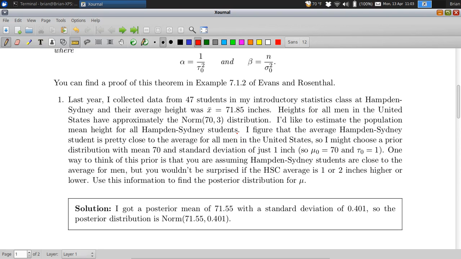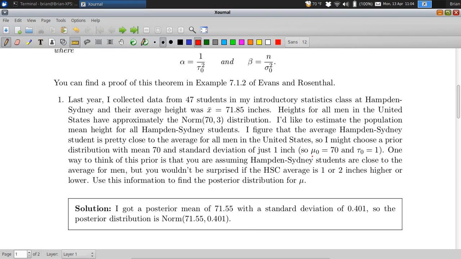So how do you do that? Well, I need a prior distribution to start with. And so here I outline the thought process for how to choose a prior. When you're working with a normal population, usually the right prior to choose is a normal prior. And so I've got to think about what I think the average height of Hampden-Sydney students might be.